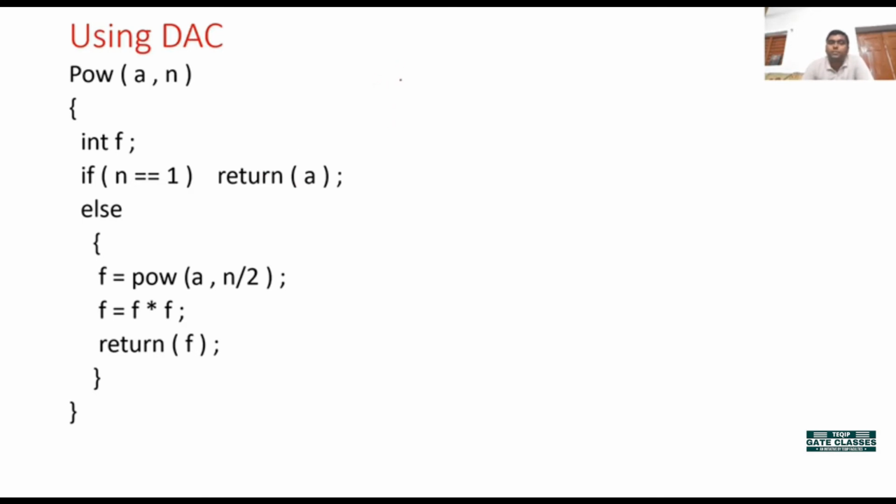So the approach is that, for example, we are solving a raised to the power n. So what we are doing in that is: just solve a raised to the power n by 2, for half, and multiply it with itself. So a raised to the power n by 2 times itself, and you will get the final result.